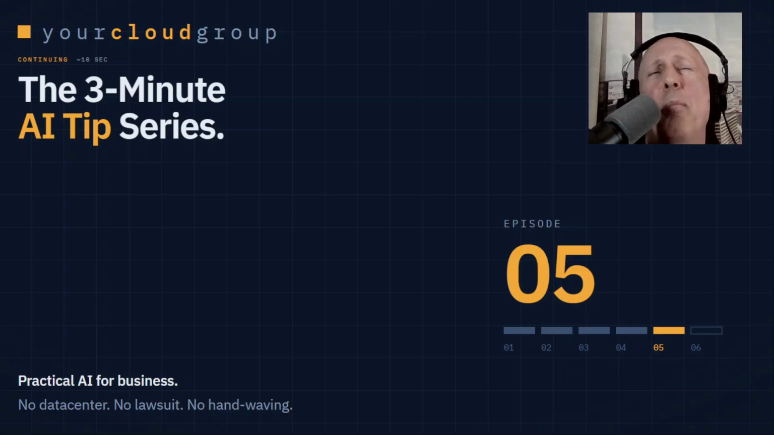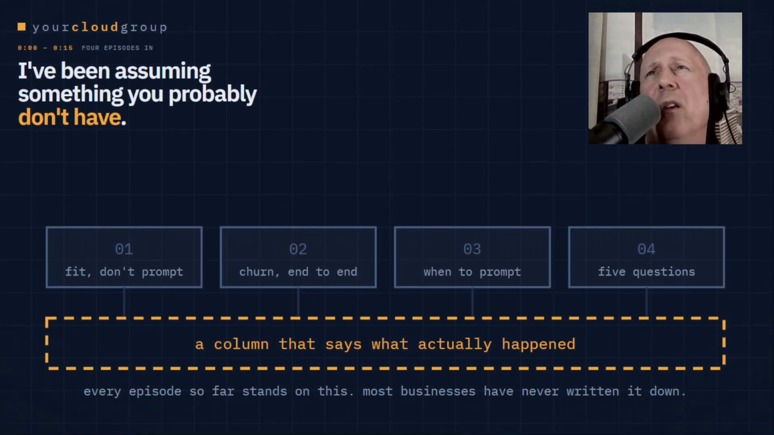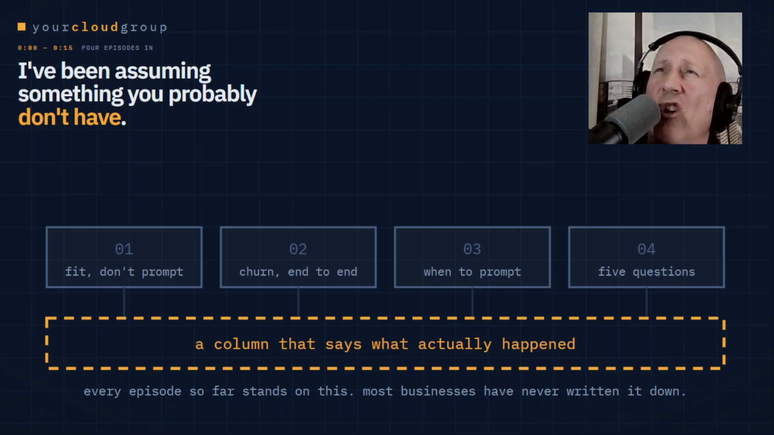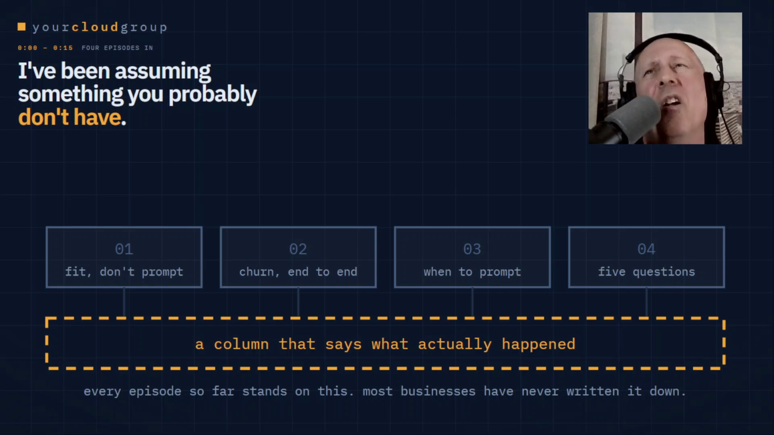And what I promised last time, which is the cheapest AI project you can run. So I've been assuming something you probably don't have. What actually happened, based on data that you already have? Who left? Who paid? Who converted? Most businesses have actually never written that down. So today, the cheapest AI project you can run is what I'm going to present to you, and it fixes exactly that.